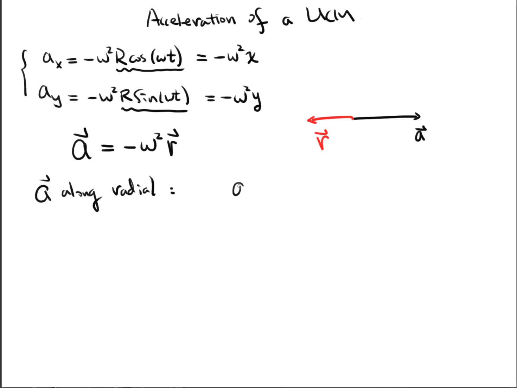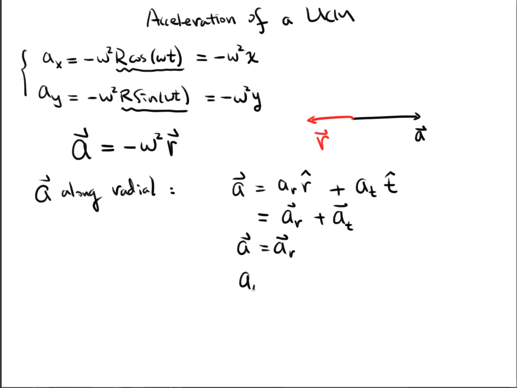So in general, A is the radial component times the unit vector for the radial direction, plus the tangential component times the unit vector of the tangential direction. Now since we only have a radial component, A is the radial component and the tangential component is 0.